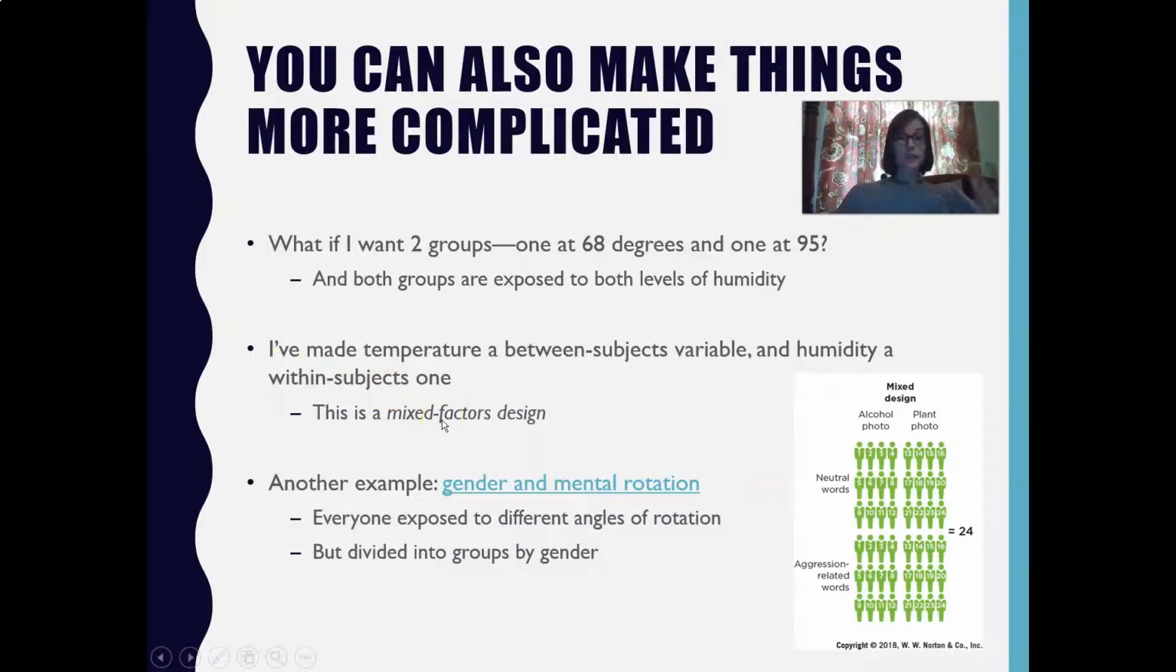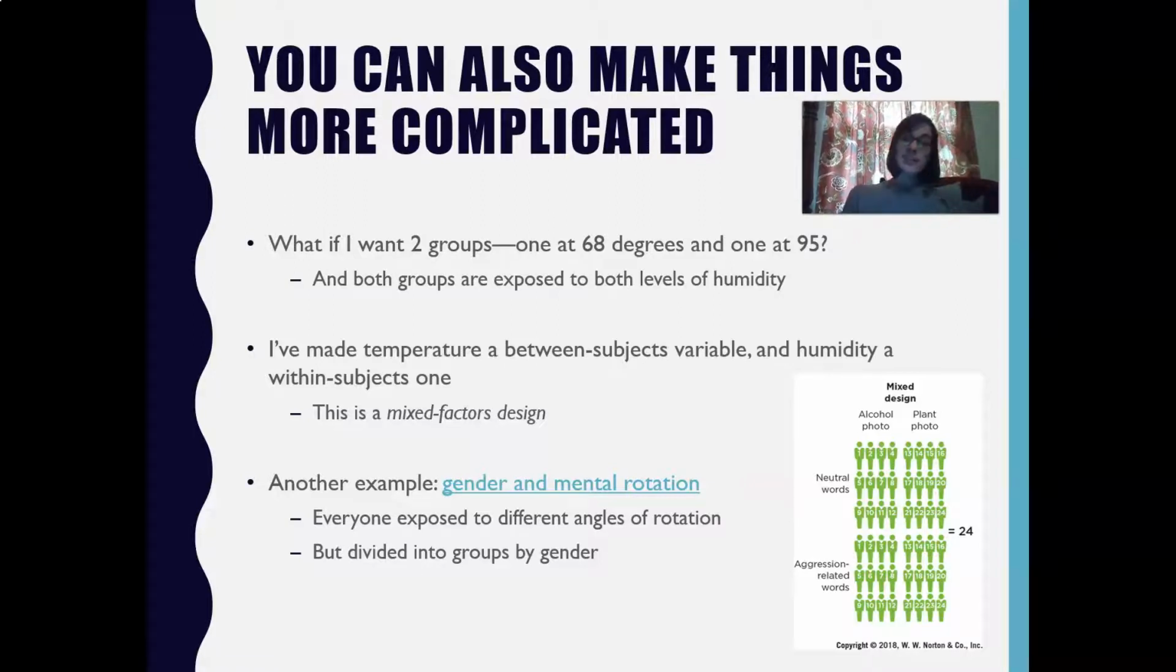And this is what is called either a mixed factors design or a mixed design. So in the Bartholow and Hines example, maybe we have one group of people, so about 24 people, that are getting an alcohol photo and they get either neutral words or aggression related words. So it's the same group of people. We're basically making the between subjects factor the photo, either the alcohol or the plant. So this group is getting the alcohol photo, this group is getting the plant photo. And regardless of what group you're in, everybody is exposed to either neutral words or aggression related words. Now you will need more people than you needed in a within subjects design, but certainly not as many as you would require for a between subjects design.